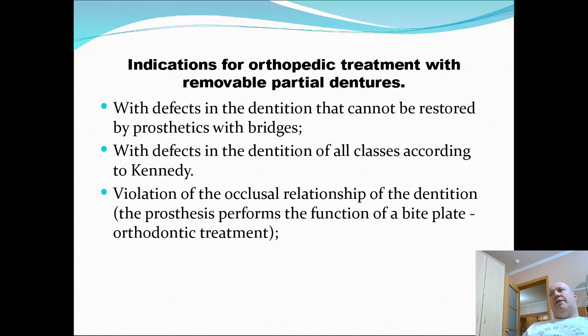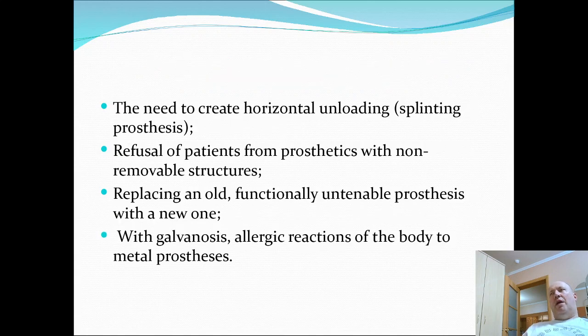With defects in the dentition that can't be restored by prosthesis with bridges. With defects in the dentition of all cases according to Kennedy classification. And the violation of the occlusal relationship of the dentition, where the prosthesis performs the function of a bite plate in orthodontic treatment. The need to create horizontal unloading splinting processes.